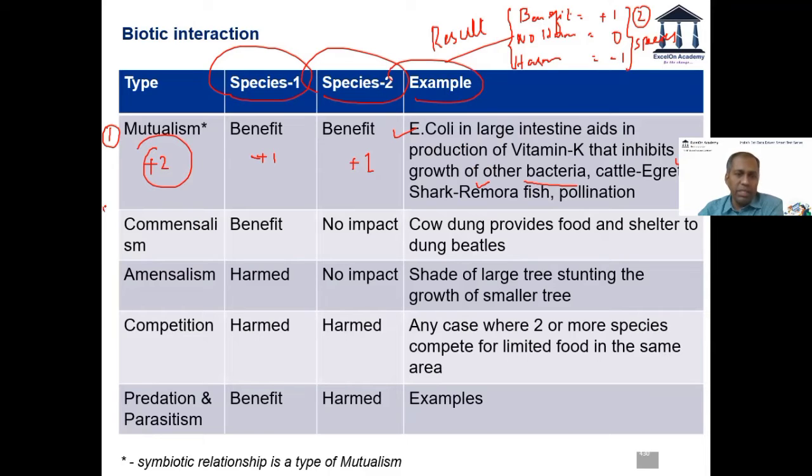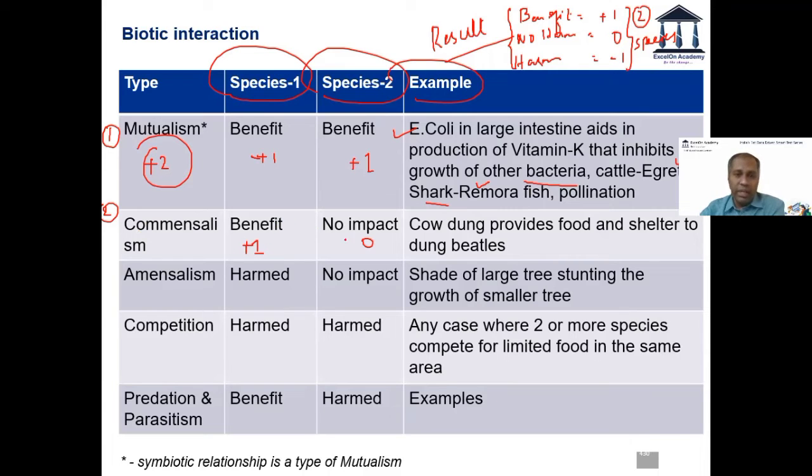Let's now look at commensalism. One species is benefited, and the other has no impact. Here also, instead of shark and remora, there is another species of fish, I'm forgetting which, that is not attached to the shark but just goes along with it. It just gets benefited from the shark's leftover prey, pieces of the prey, but the shark does not have any benefit.